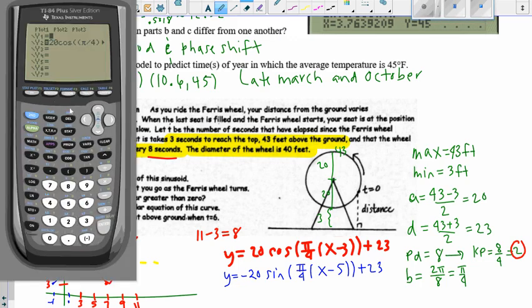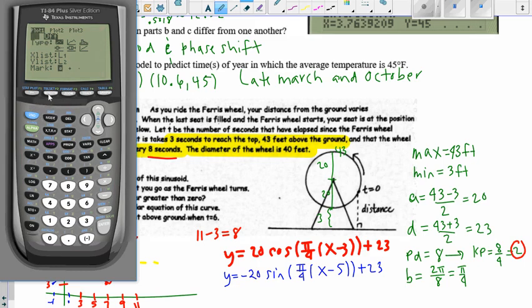So I went to my calculator and I cleared out what we had before and I typed in the equation. So 20 cosine pi over 4, make sure you put that in parentheses and then another parentheses, x minus 3, and then close your parentheses twice, plus 23. I had to turn my stat plot off, so I went up here and hit enter and made sure that was off for the last one.